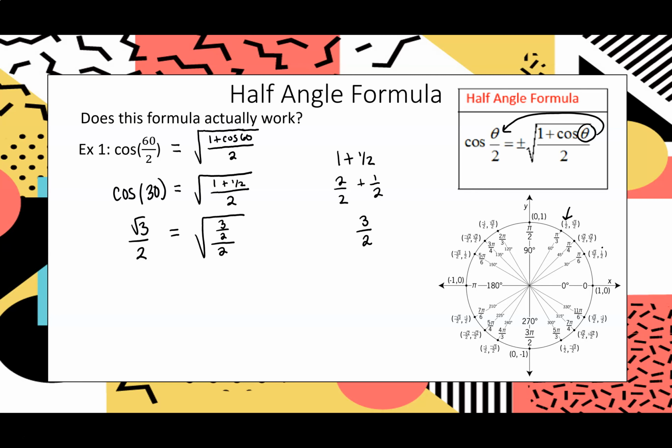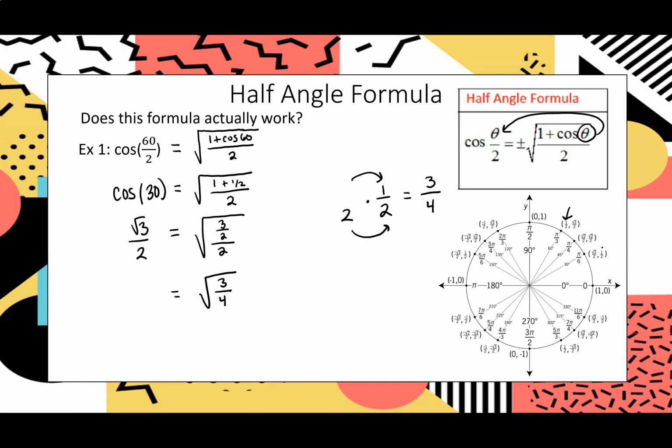Well, what is 3 over 2 divided by 2? Let's do that math on the side here just to keep things neat. 3 over 2 divided by 2 is the same thing as multiplying by the reciprocal. Well, what's the reciprocal of 2? That reciprocal is 1/2. So 3 over 2 times 1 over 2, we multiply across the numerators, and we get 3 times 1 is 3. Then 2 times 2 is 4. So this is going to give me equal to the square root of 3 over 4.